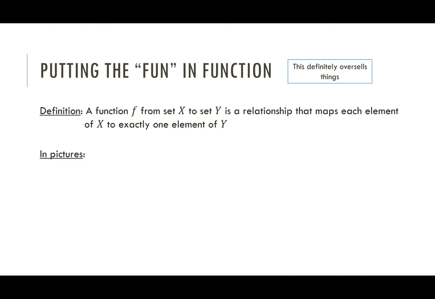In pictures, which is always easier to think about, let's look at something like this. We've got our set x, our domain, and our set y, our codomain. Now our job to determine if we have a function is to say, is each element of x getting mapped to only one element of y? And it is. Really, in this picture, the question is: is there only one arrow coming out of each element of x? And there is.